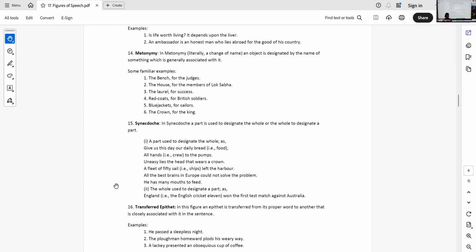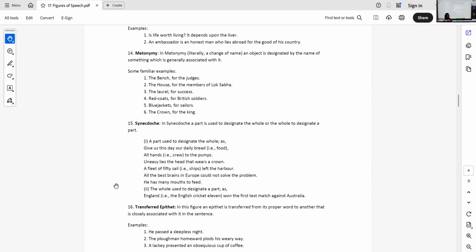Write down more examples. All hands on the deck. D-E-C-K, deck. Yes, all hands on the deck. Hands meaning hands of the sailors. On the deck meaning deck of the ship.